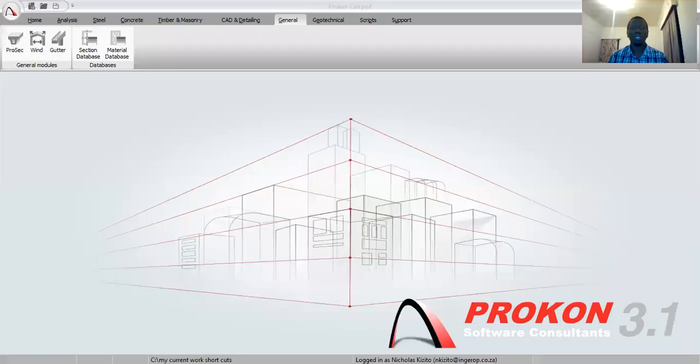To determine the section properties of polygons, you start your Prokon software like before. Then on your menu bar, you go to the General tab, and then you click on the Prosec tab, which is a section calculation tab. Okay, this is what you get.